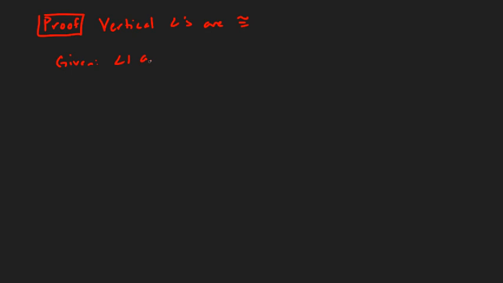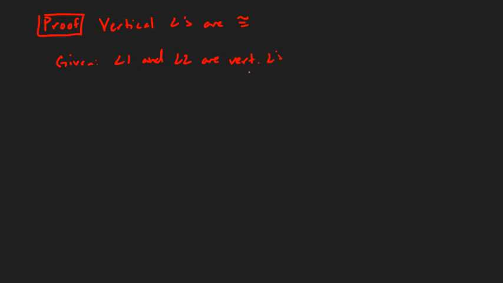Okay, so let's do the first proof of your entire geometry career. We're going to prove the vertical angles theorem, which we talked about in video 9, I believe, that vertical angles are congruent. We're going to prove that through this example. So, given: angle 1 and angle 2 are vertical angles.